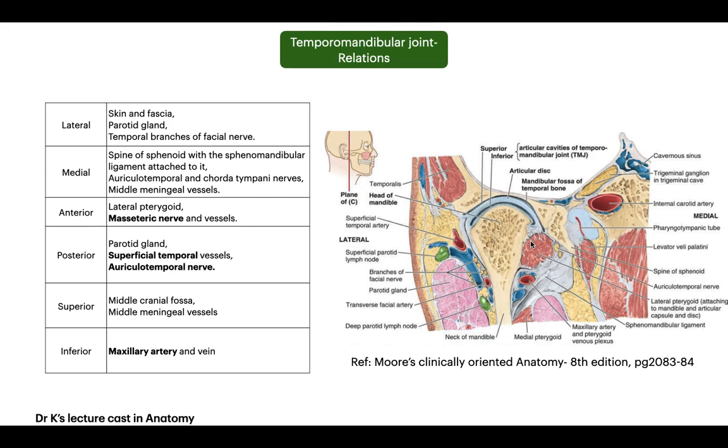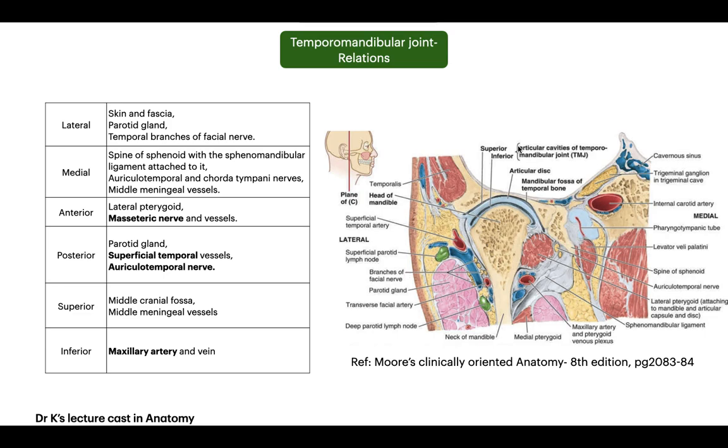Anterior, that is in front, you can see the lateral pterygoid muscle, and close to the insertion of lateral pterygoid we have the masseteric notch. So the masseteric nerve and vessels run here. Posterior, remember P for P. Posterior, we can see parotid gland, superficial temporal vessels. Can you see here? Superficial temporal artery and the superficial temporal vein. And then we can see the auriculotemporal nerve because this has two roots.